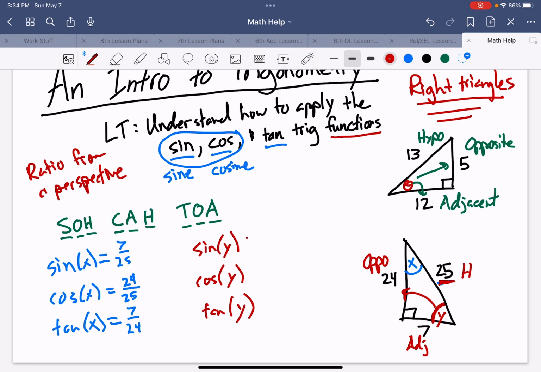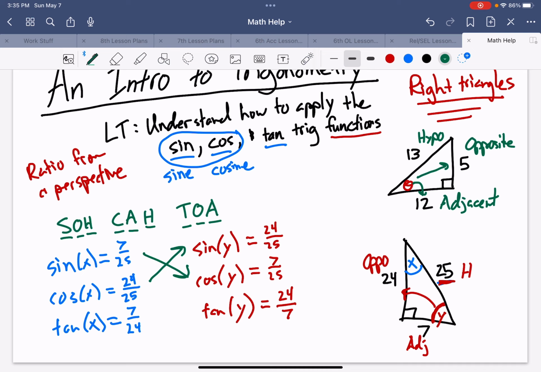So what that's going to do is not really flip my ratios, but rotate them a little bit, if you will. So sine is now going to be 24 over 25, whereas it was 7 over 25. And now cosine is 7 over 25. And then what we're going to see here is that the tangent of y is 24 over 7. And so if you take a look here, notice how those guys switched places, because we switched our perspective.